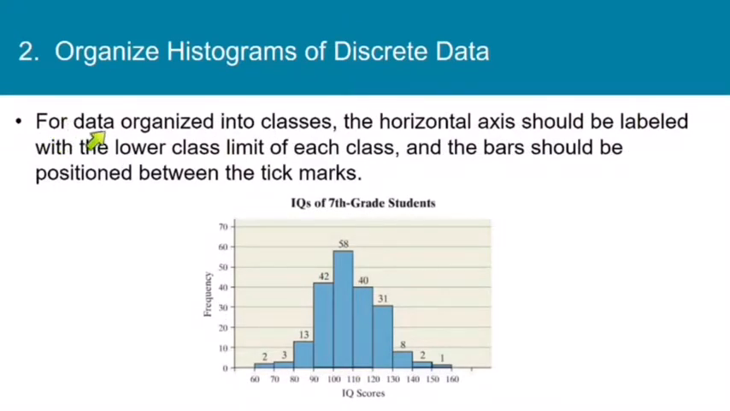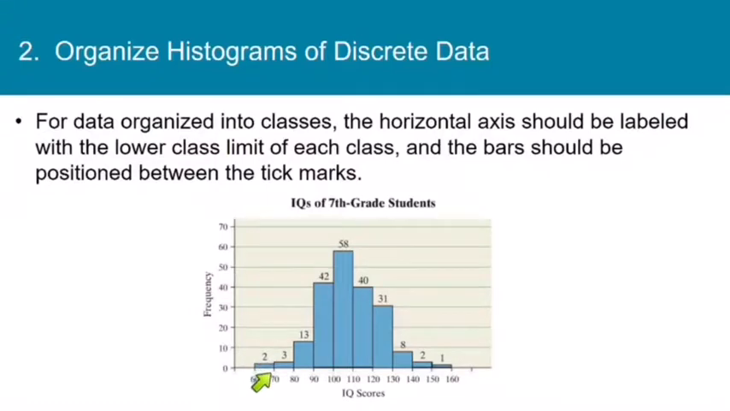On the other hand, for data that's organized into classes where the classes are intervals, the horizontal axis should be labeled with the lower class limit of each class, and the bars should be positioned between the tick marks. So let's look at this histogram that represents the IQs of 7th grade students. And you know, IQs are discrete data. Now we see that the lower class limit of the first class is 60, and the lower class limit of the second class is 70.